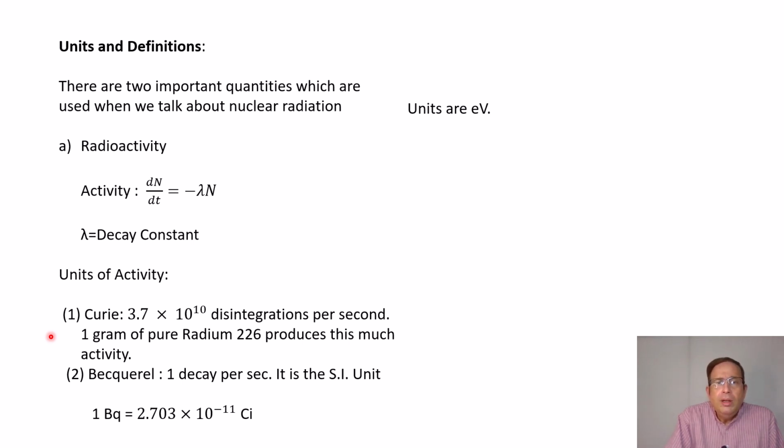But later on, when the SI units were introduced, it was the becquerel that was considered to be the SI unit. And the SI unit becquerel means 1 decay per second. Simply 1 decay per second means 1 becquerel of radioactivity is coming out. And 1 becquerel turns out to be equal to 2.703 into 10 raised to the minus 11 Curie.